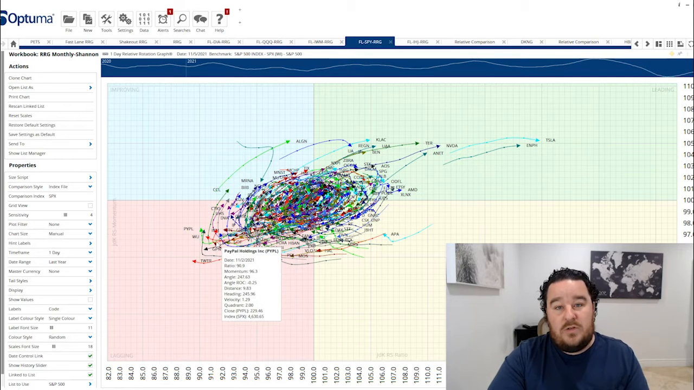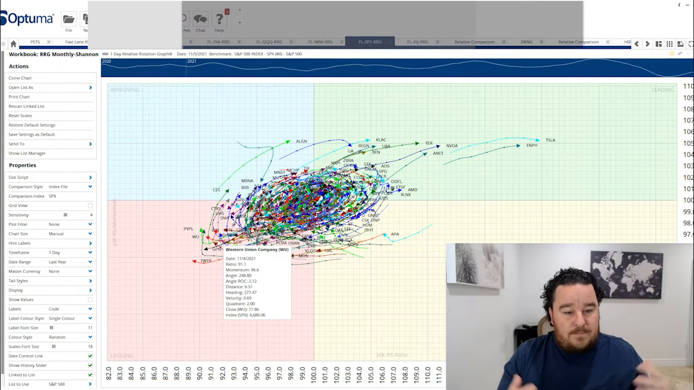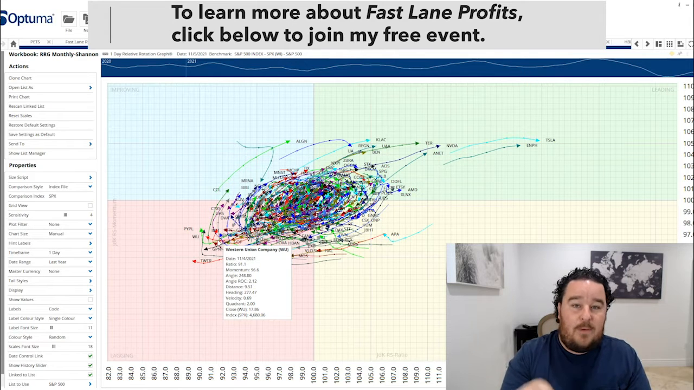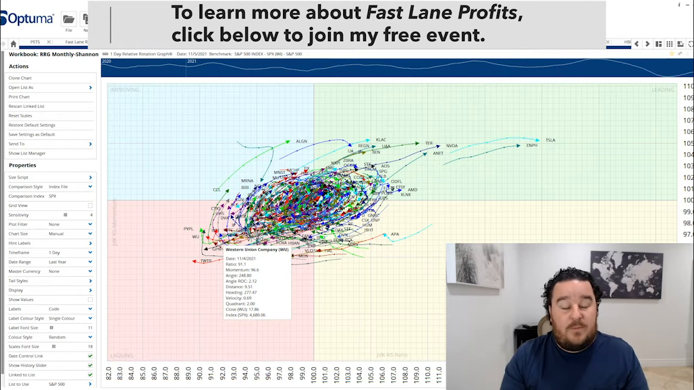So today, we're going to zoom in and break this down. But before I give you the stocks, I mentioned that we're about to release an upcoming strategy called Fast Lane Profits, and it is truly Fast Lane Profits.